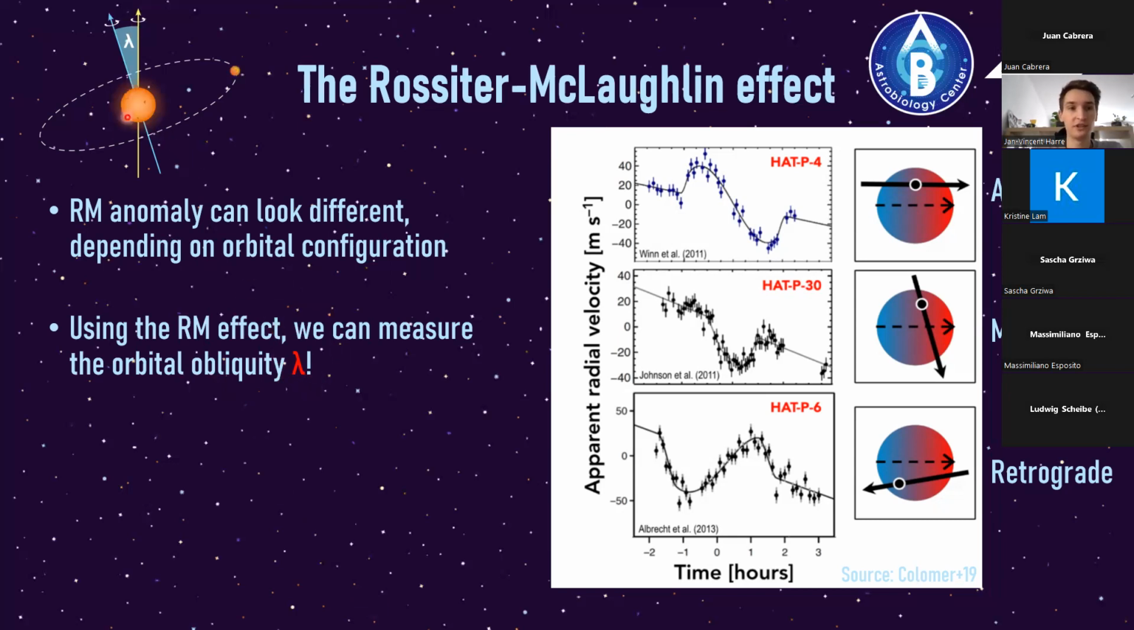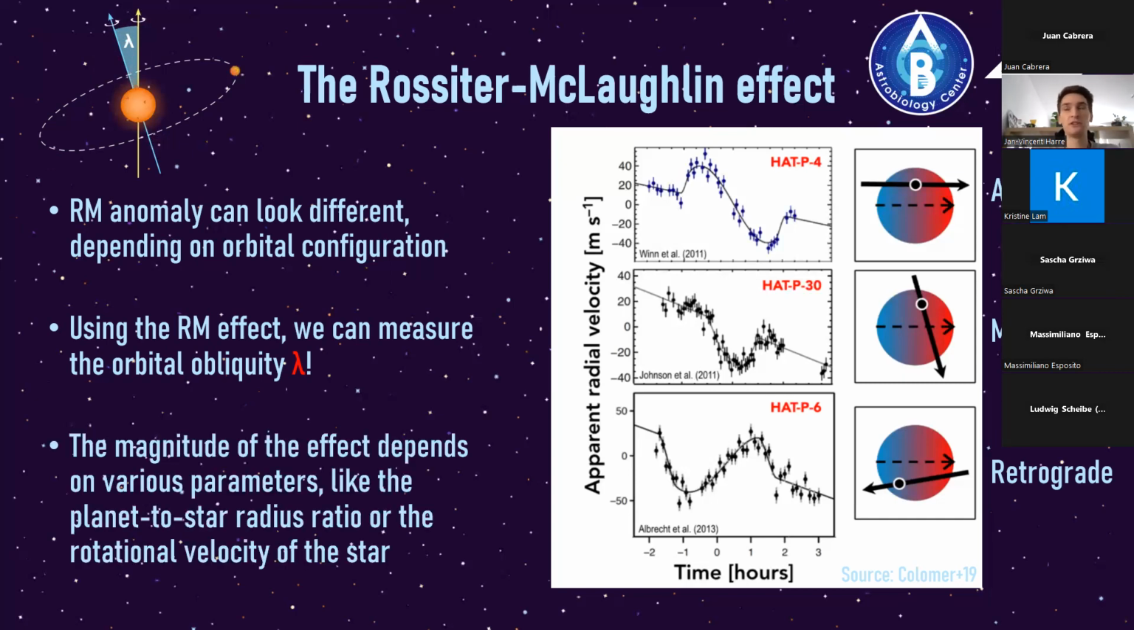So the angles between the stellar spin axis and the planetary orbital axis, which is indicated here with lambda. And the magnitude of this effect depends on quite a few parameters. For example, the planet-to-star radius ratio. The bigger the planet, the more of the stellar disk will be covered, and the more pronounced will be the bump that we can observe. But it also depends on the rotational velocity of the star. If the blue shift or the redshift of the light coming from the star is stronger, then this will also give us a greater effect, but only up to a certain limit.